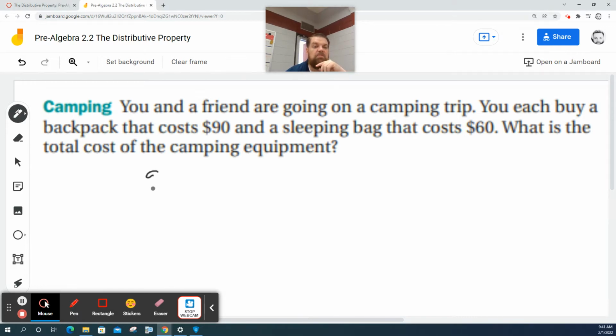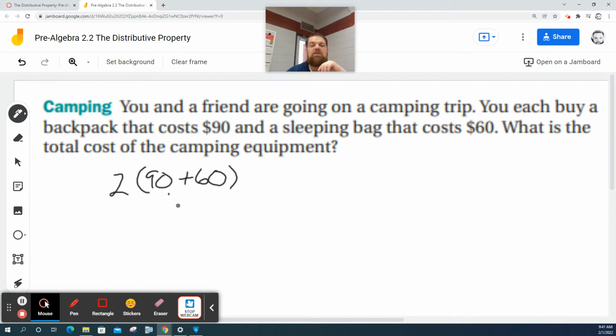At some point, I guess you could add 90 plus 60, but there's two of you, right? You and your friend. And so this is a distributive property. And there's two ways to do this sort of problem.